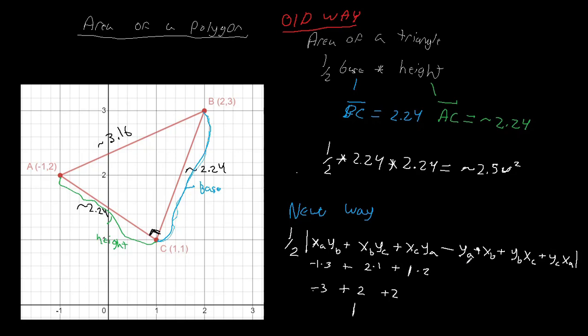Let's do this side. So now we're going to do y sub a, which is 2, times the x coordinate of b, which is also 2. All right. We're going to do the y coordinate of b, which is 3, times the x coordinate of c, which is 1. And then we're going to add the y coordinate of c, which is 1, times the x coordinate of a, which is -1. So let's go ahead and do the multiplication down here. So that's going to be 4 plus 3 plus -1. So 4 plus 3 is 7, plus -1 is going to be 6. Let's go ahead and scroll down just a little bit here.